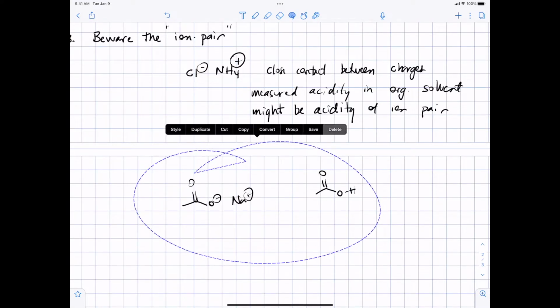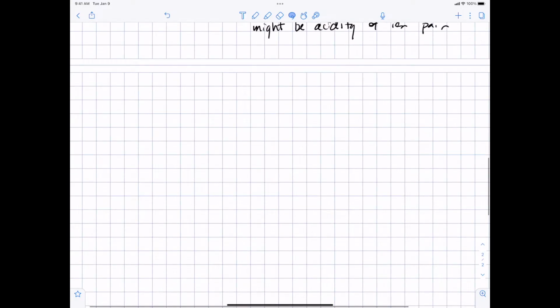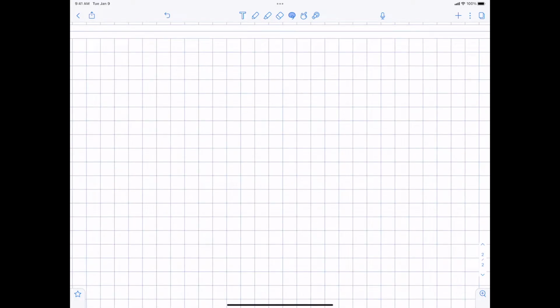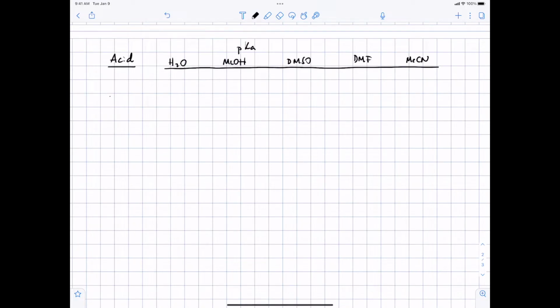All right, so let me illustrate this with some data. I'll just show you some pKa's for various acids to give you a sense of the impact of solvent. These aren't numbers to memorize, but rather trends to be able to rationalize. So I'm going to write solvents. We're going to have water, methanol, DMSO, DMF, and acetonitrile, which we'll abbreviate this way. And we'll just compare a few acids here.